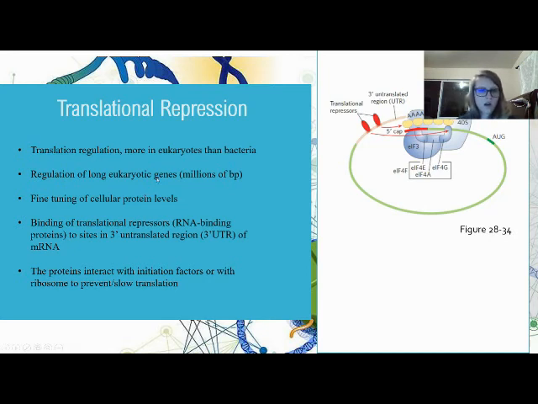The translation of long eukaryotic genes in the million base pair range are regulated this way too. Some genes are regulated at both transcription and translational stages. Translational regulation is like a fine-tuning of cellular protein levels, through the binding of translational repressors, RNA binding proteins, to 3' untranslated regions or 3' UTR regions of the mRNA. The protein interacts with initiation factors or with the ribosome to prevent or slow the rate of translation.